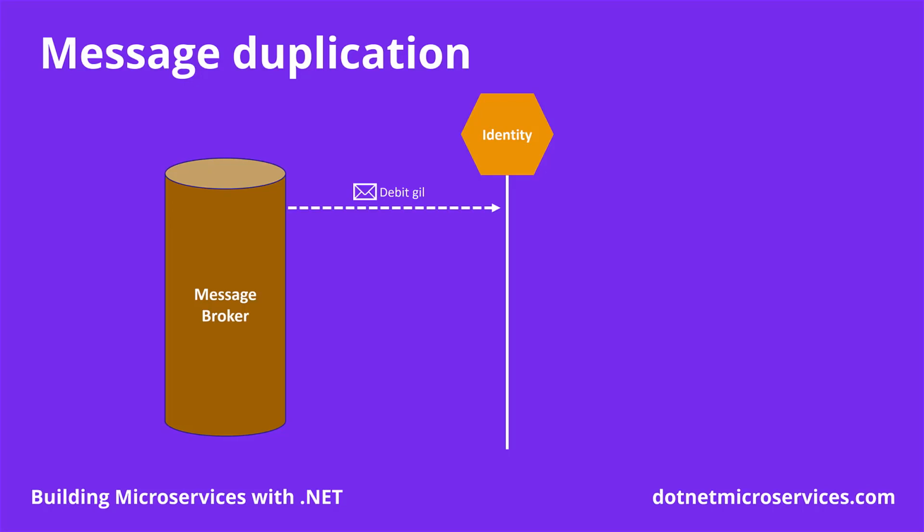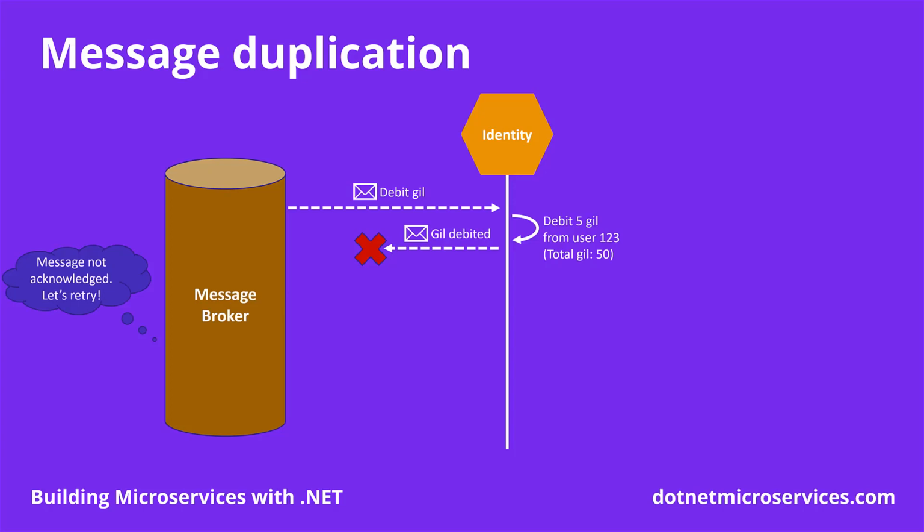Identity will go ahead and debit 5 yield from the user in its local database, resulting in, say, a new total balance of 5 yield for this user. Identity will then try to send a yield debited message back to the broker. But something goes wrong and such message never arrives to the broker, either because Identity or the broker has network connectivity problems or because either of them just crashes in the middle of the operation. Since the broker has not received an acknowledgement of the message it sent, it decides to redeliver it. Therefore, it sends the same message again to Identity.